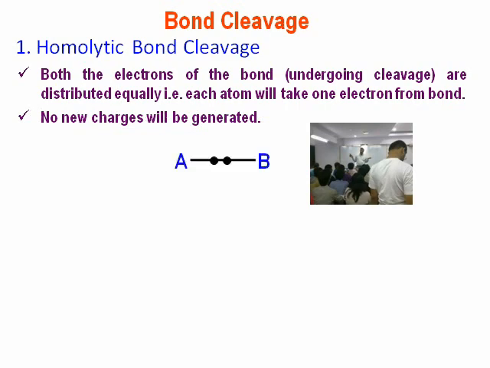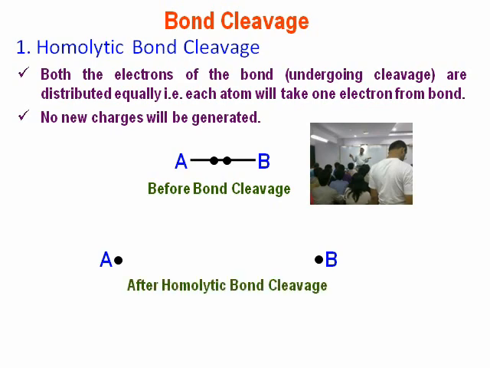Let us see. This is before bond cleavage. When the A-B bond will undergo cleavage, both A and B atoms will take one electron each from this bond in this way. So therefore, in this cleavage, no new charge will be generated because each atom will take its own electron which they had contributed during the formation of that covalent bond. So after homolytic bond cleavage, we will be getting free radicals.